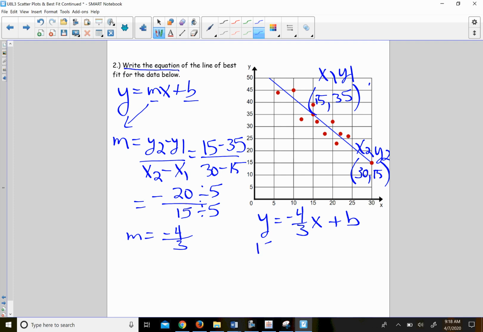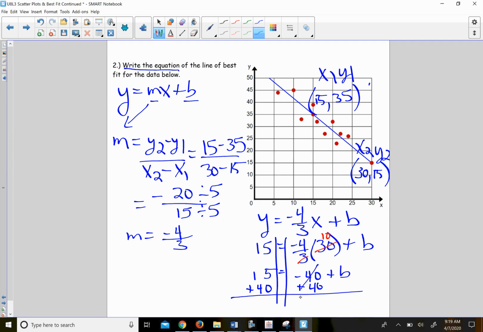So 15 is going to replace the Y. Negative 4/3 times X, which is worth 30, so I can figure out the B value. So I'm going to do a little cleanup on this side of the equation. 3 goes into 30 10 times. So now I have negative 4 times 10. Negative 40 plus b equals 15. So now all I have to do to solve this equation is to add 40 to both sides. Okay, so I have b equals 55.